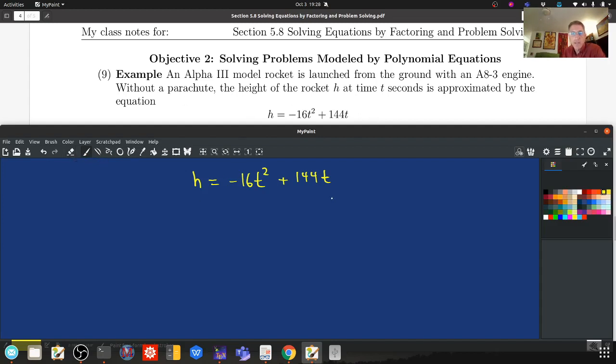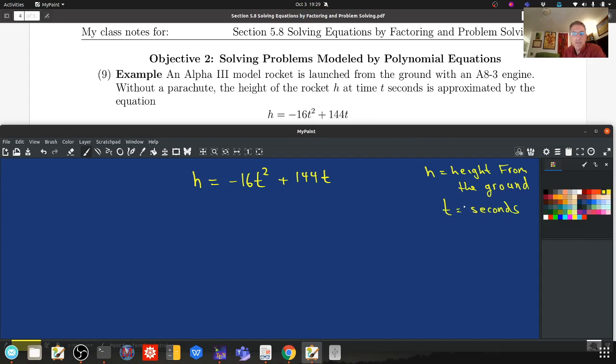So this is the equation. Remember, h is equal to height from the ground, or height off the ground, and t is equal to seconds. So let's think about this.